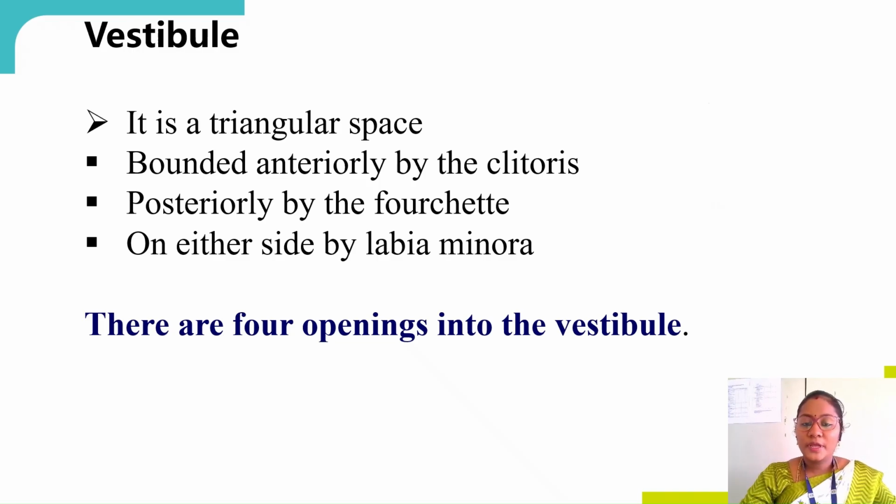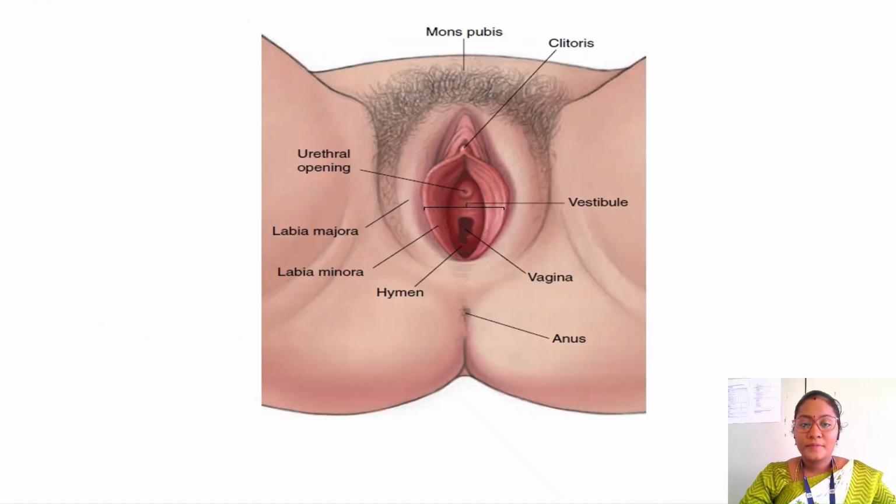So in the vestibule there are 4 openings into the vestibule. This image will be, I think, clear. This region is the vestibule. I showed it in the previous image itself. This is the vestibule. This is the posterior commissure and this is the fourchette.